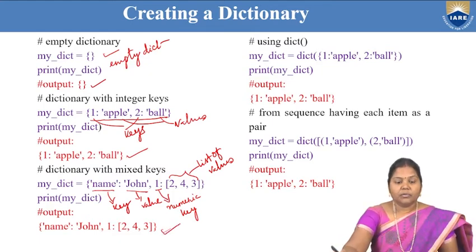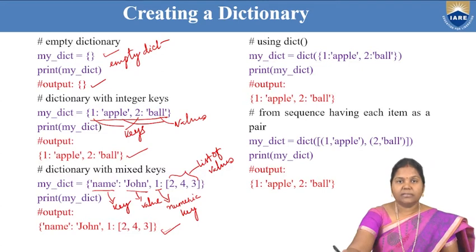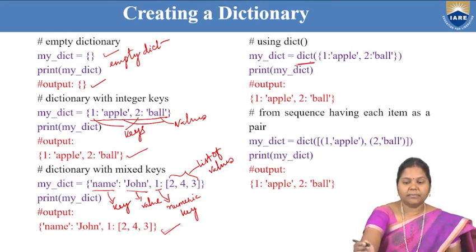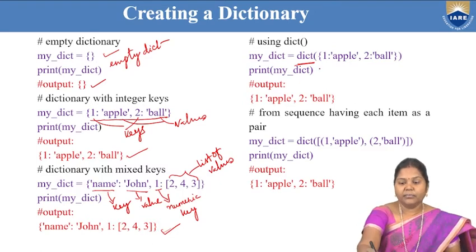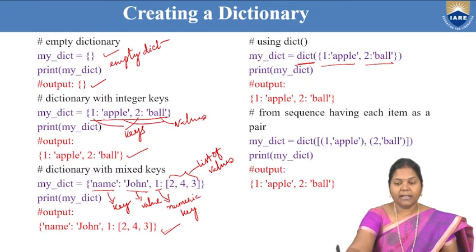Now to create a dictionary, the curly braces are important. Similarly, the dict method is also used for creating a dictionary. So here we are using the dict method, and within the brackets we are giving the key value pairs. So 1 and 2 are the keys, apple and ball are the values. So it creates a dictionary.